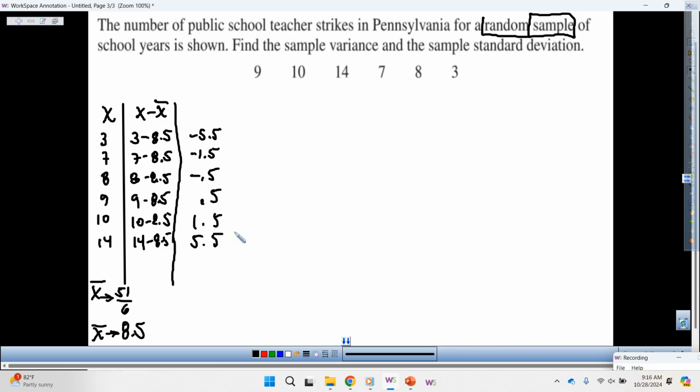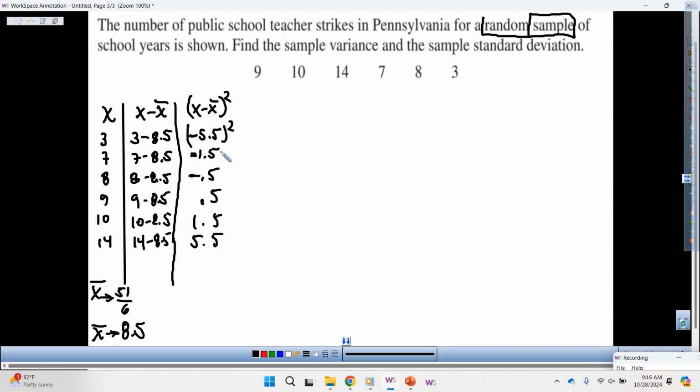Yeah. So what do we label this column? What would be our next step, everyone? What do we do to each of these numbers? Jessica, what do we do to all these numbers? Square them. So this column is x minus x bar squared.